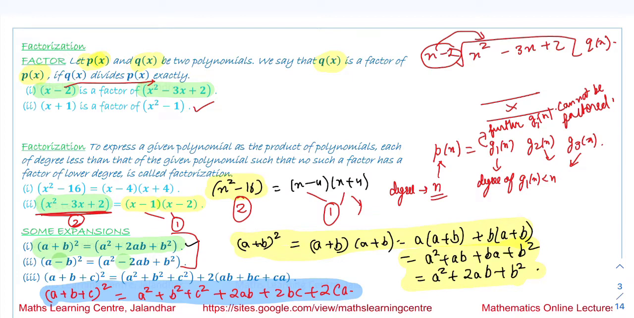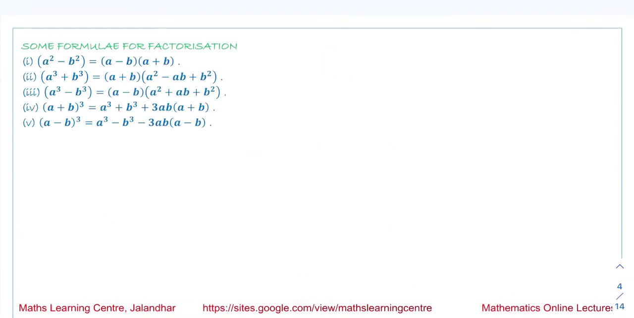The next formula we have is a square minus b square. To factorize this term, it is a minus b into a plus b. This is how we can factorize this term.